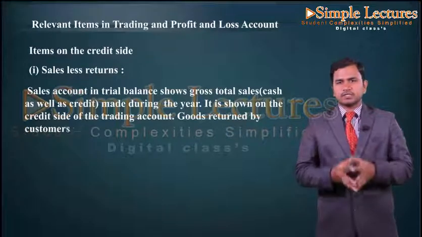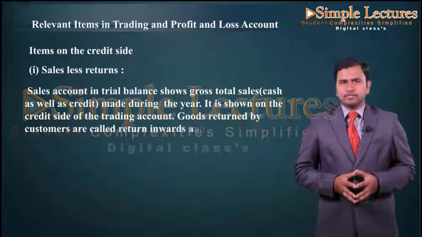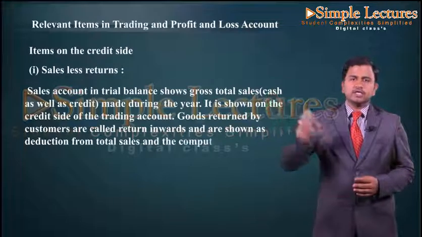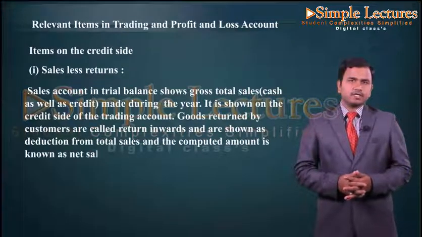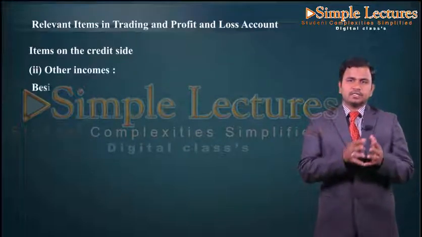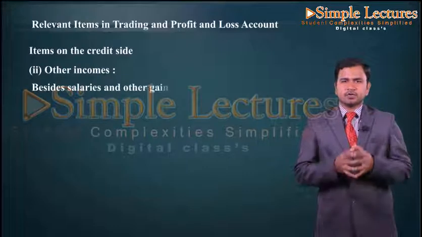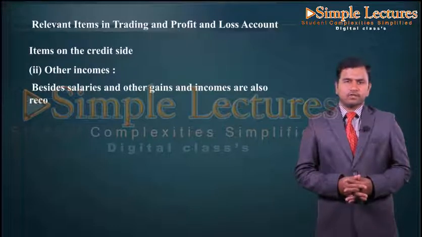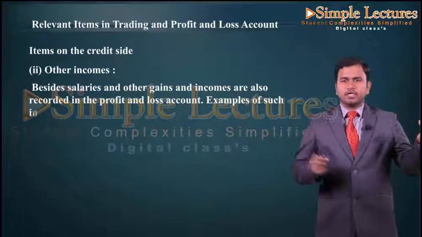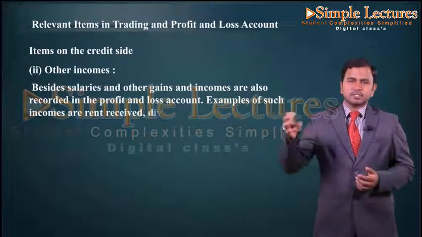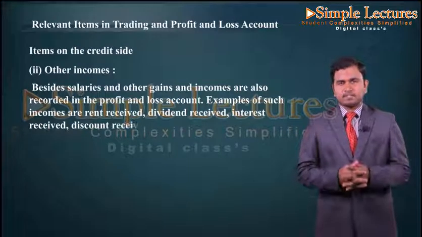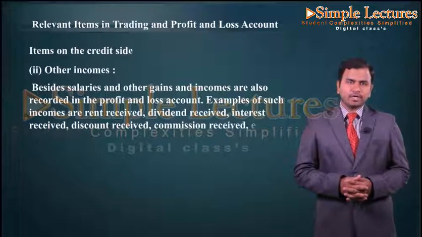Goods returned by customers are called return inwards and are shown as a deduction from total sales, and the computed amount is called net sales. And we have other incomes. Besides sales, other gains and incomes are also recorded in the profit and loss account. Examples of such incomes are rent received, dividend received, interest received, discount received, or commission received, etc. These are the incomes which we record on the credit side.